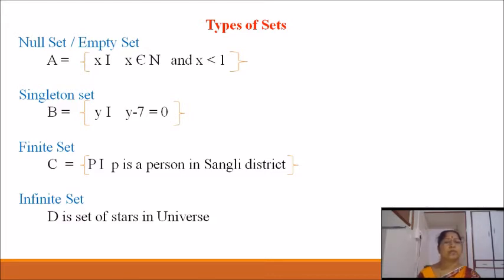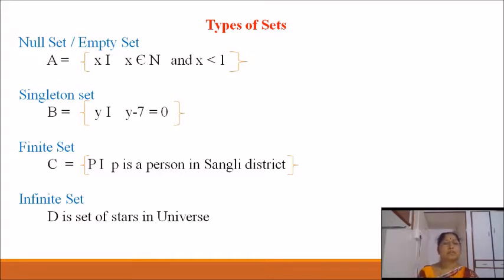Now the third one is the finite set. If the counting of the elements in the set terminates at a certain stage, then that set is called a finite set. Here is one set, C equal to the set of all p such that p is a person in Sangli district. We know that all persons of Sangli district can be counted. That is, we can count the number of persons of Sangli district. Therefore, this set is a finite set.